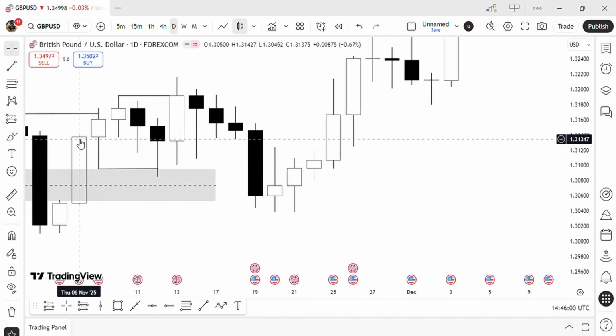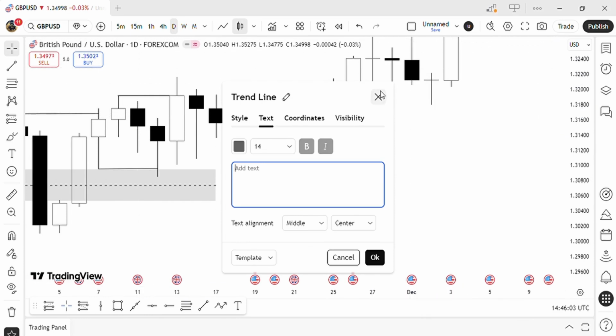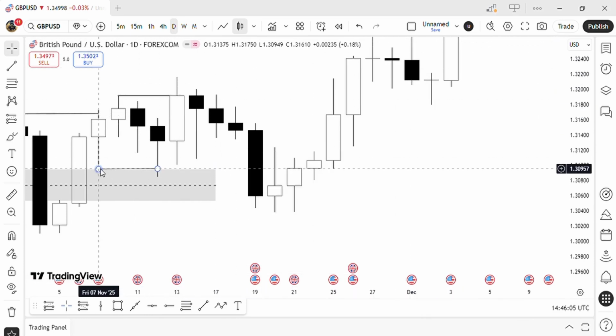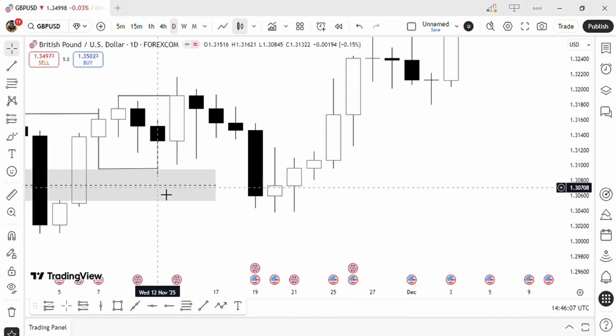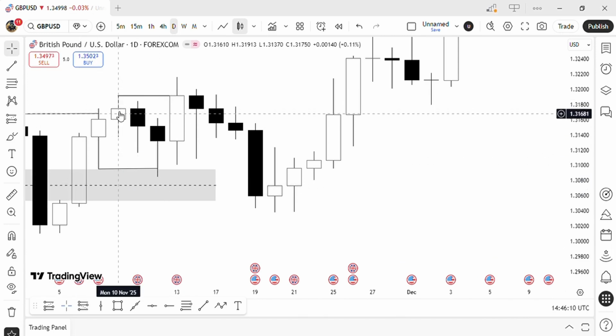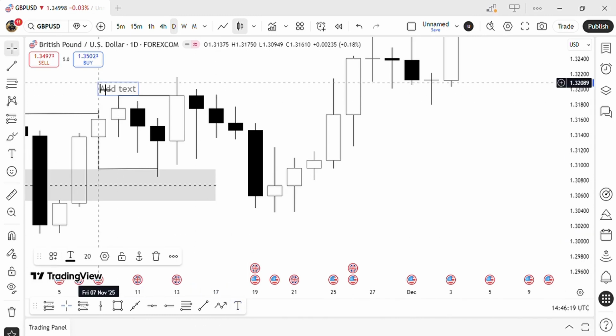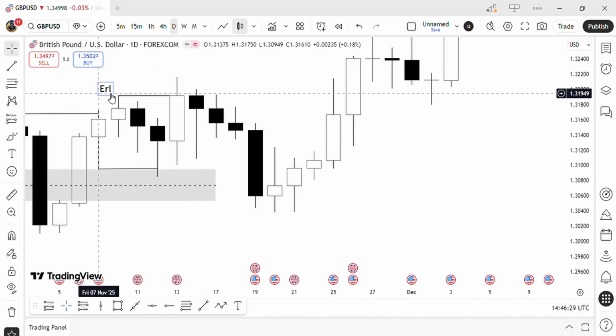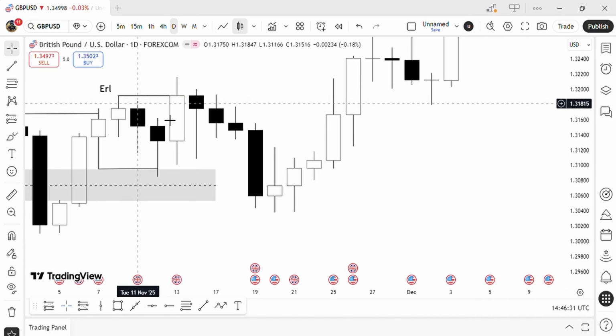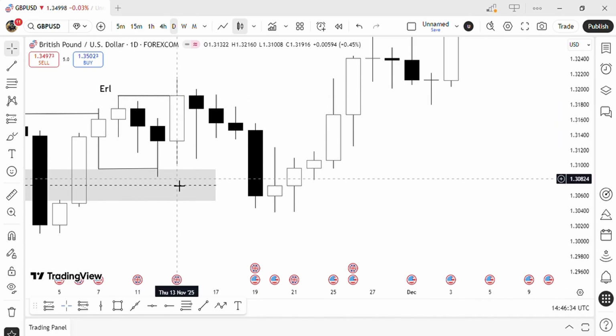So price broke that structure, and once it did, it left behind liquidity at the fair value gap it created. Okay, so you're expecting price from here to move back because price is already at ERL. Let's label here an external range liquidity, ERL. Okay, price is at an ERL. From an ERL, we expect price to come into the internal range liquidity, which is the IRL.